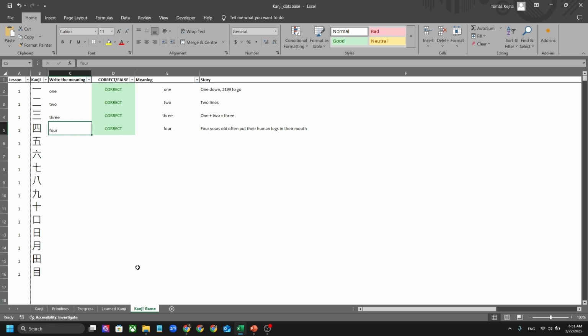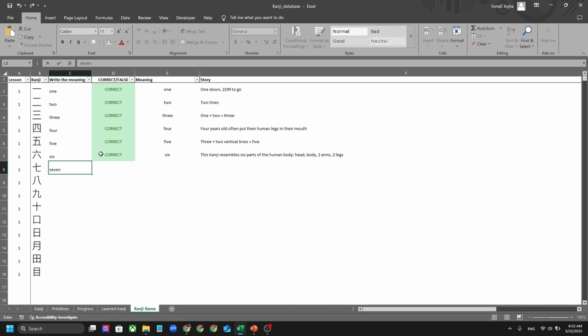Yes, I just see really the picture and I don't really remember the story anymore. And you will end up like this as well. But for now, yes, please remember the story. 4 years old often put their human legs in their mouth. This is simply a 5, 3 strokes, and 2 vertical ones. Correct. This is a 6, parts of the human body: head, body, shoulders, 2 legs. So it's 6. This is number 7 because it kind of looks like number 7 turned 180 degrees.